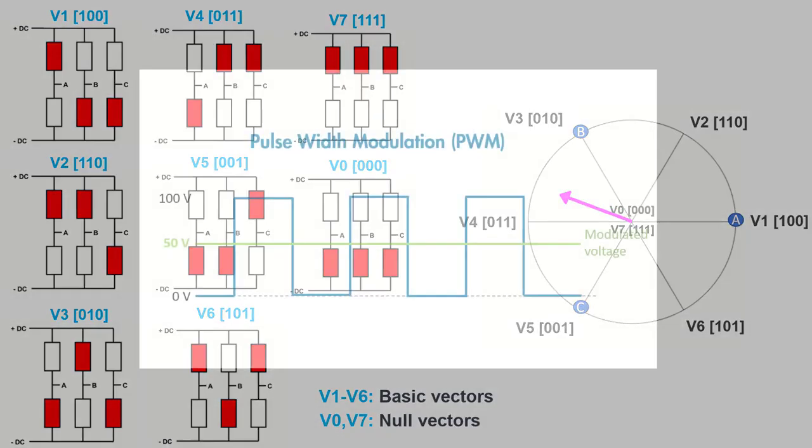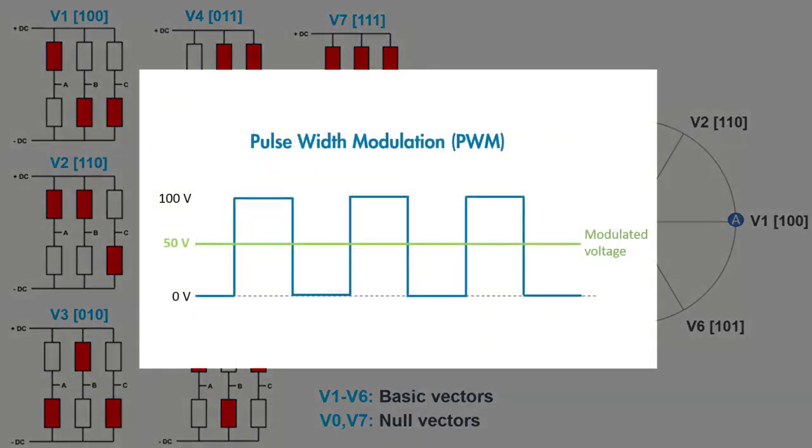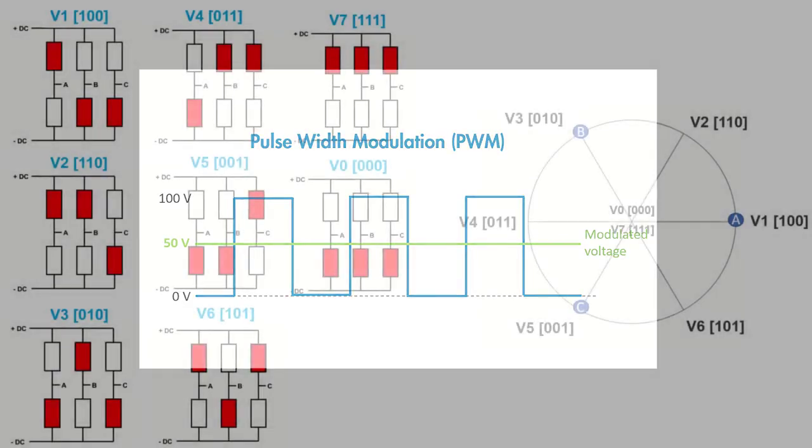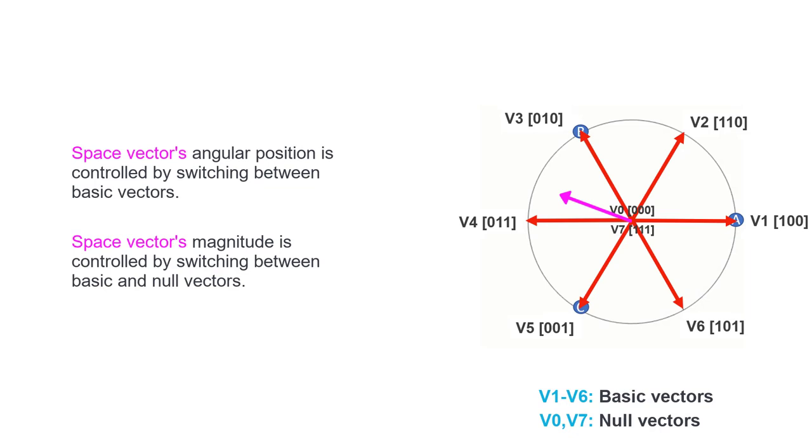In one of the previous videos, we discussed the averaging effect of PWM. By switching between two voltage levels at a high frequency, we were able to get an average output voltage. Similarly, a space vector can be averaged using PWM. The angle of the space vector is controlled by switching between two adjacent basic vectors, and its magnitude is controlled by switching between basic and null vectors.